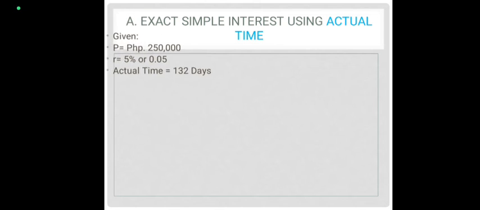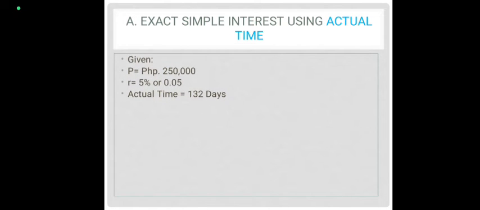So next, we need to compute the exact simple interest using actual time. So this is our given. Principal, we have 250,000. Rate, we have 5% or 0.05. And actual time, we have a total of 132 days. So the solution is exact simple interest: principal multiplied by rate, multiplied by days, divided by 365 days. So we just substitute the values.